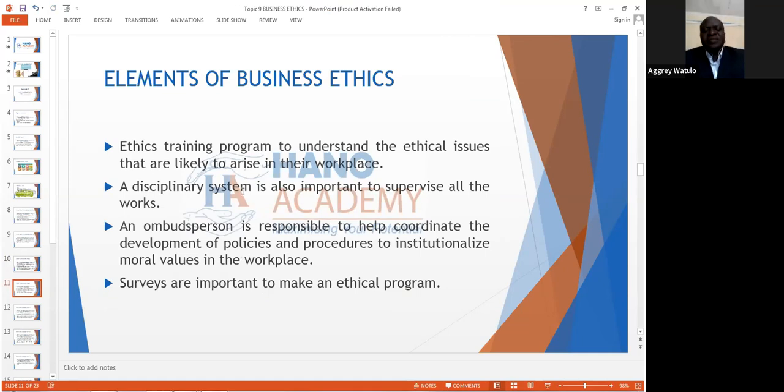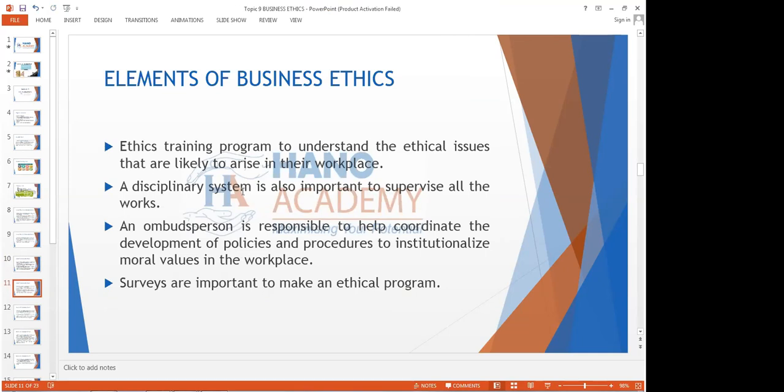Then next, there is need to have an ethics training program to understand the ethical issues that are likely to arise in the workplace. Ethics training is very important to the workers. Then a disciplinary system is also important to supervise all the works. So you need to set up a disciplinary system to supervise all the duties.